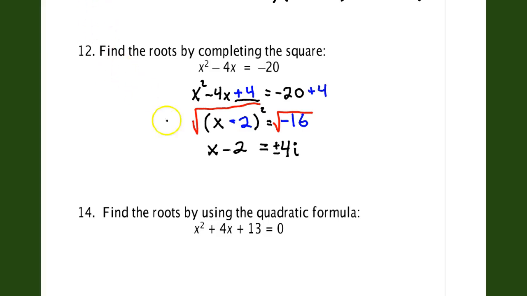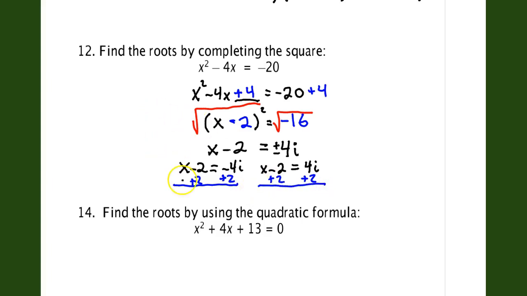And now when we solve, we'll have two roots, just like always. x minus 2 equals negative 4i, and x minus 2 equals positive 4i. Now, unlike when we have real roots, when we add 2 to both sides, normally we just combine these numbers. But the 2 is real, the 4i is imaginary. You can't actually write those as one single number or simplify them. They're two different number systems.